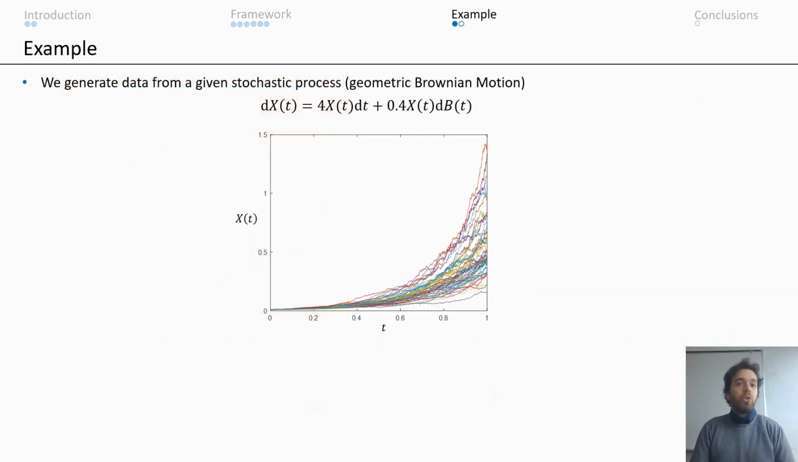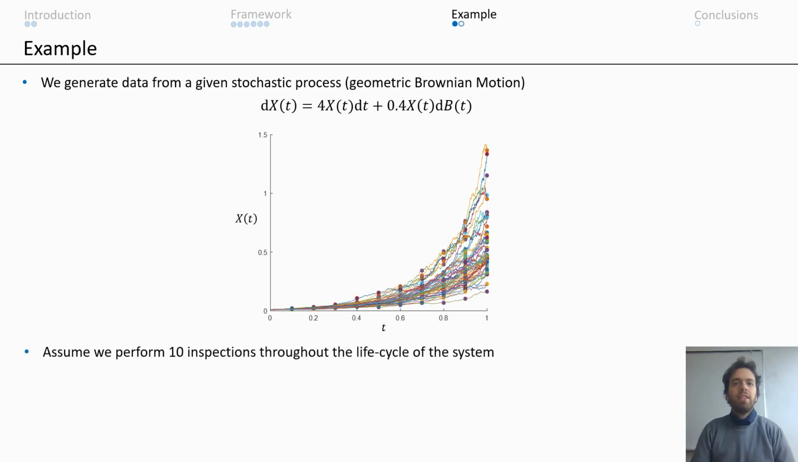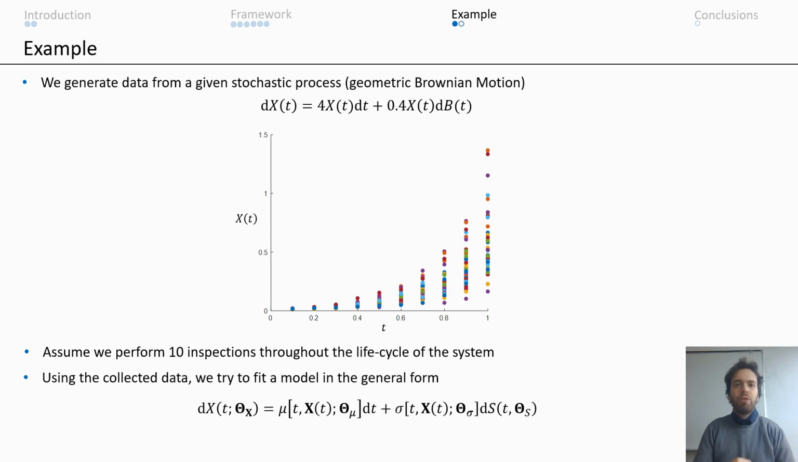I am now going to show how the given procedure can be applied in a simple example. For this example, we generated data from a given stochastic process, which was a geometric Brownian motion in this case. Then we assumed that data were collected at 10 different inspection times throughout the life cycle of the system. After we collected the data, we forgot about the original process and we tried to use the information obtained to fit a model in the general form that we have proposed with this framework.